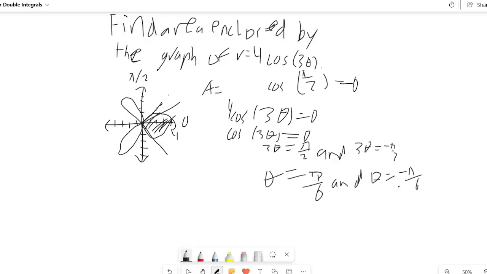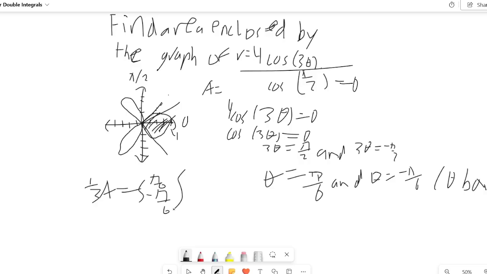From here, let's put these inner bounds over the integral. So theta bounds. And for radius, we can just put in the function because that equals r. So let's set up our double integral. And this would be 1/3 of the area because there are 3 petals. And then let's integrate from 0 to 4 cosine. And as always, we already derived this from the beginning, r dr d theta.